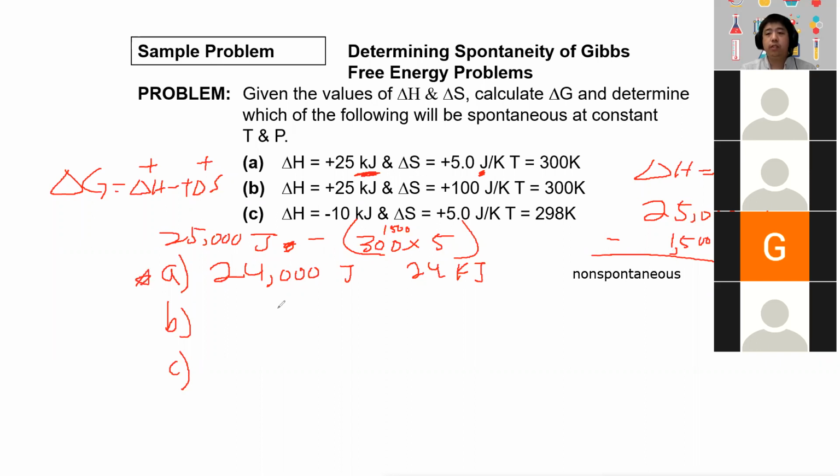Okay, for the second one, the answer should have been negative 5,000 joules. If you wrote this in kilojoules, negative 5 kilojoules. And remember, make sure your units are converted correctly. Okay, so this one is spontaneous because it is negative. What about our last one?